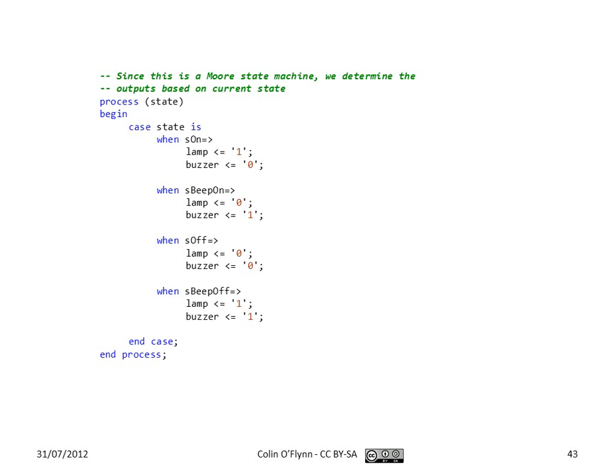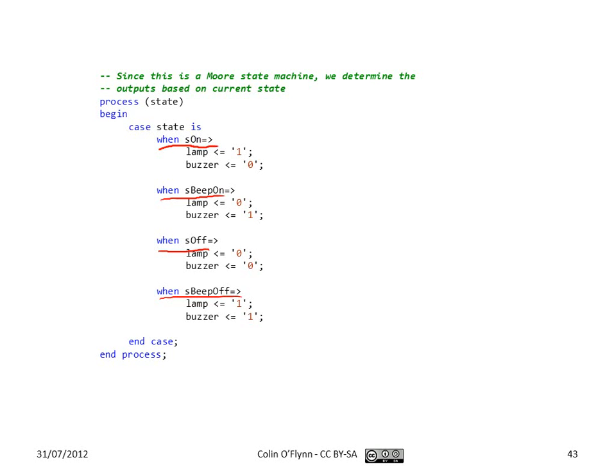The output logic, because it's a Moore, is again based solely on the current state alone. So you can see when we're in a certain state, we just, based on that, assign the output variables. So we assign, you know, in the on state, lamp is 1, we don't buzz. In the beep on, we buzz. And then same with the beep off, we buzz.